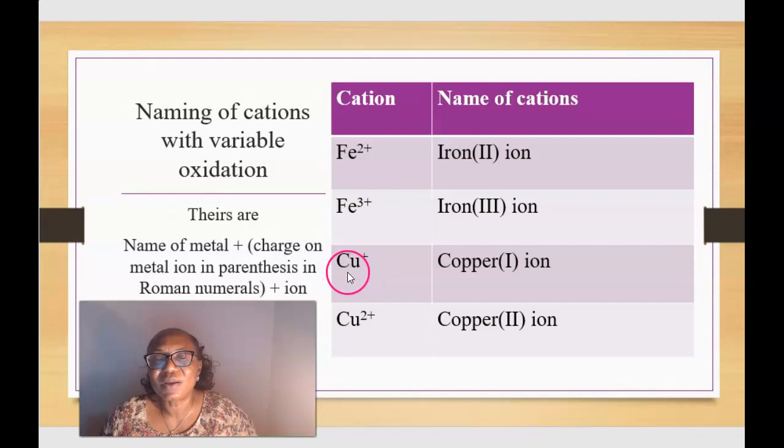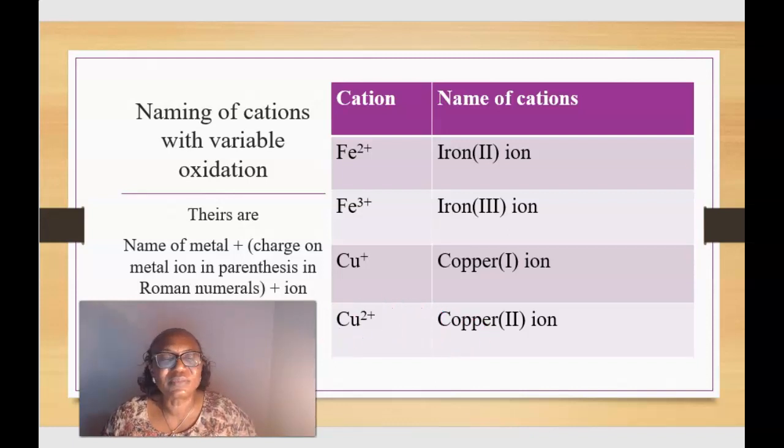We can see copper. The copper cation with a plus charge of 1, its name is copper(I) ion. And when it has a plus charge of 2, it is called copper(II) ion. So wherever any of these cations are present, their name is the name of the metal plus the charge on the metal in parentheses in Roman numeral, plus ion.